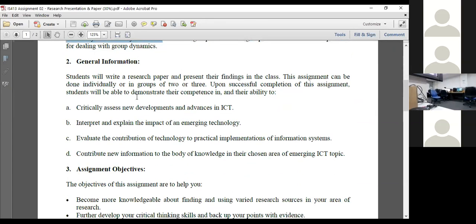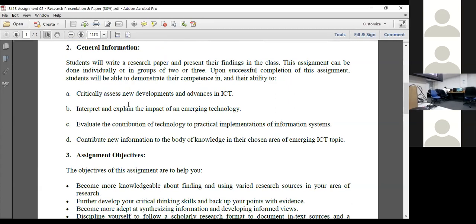So what we are looking at is these research papers that you are going to write will be based on the topics that we are going to cover in the course. Some of the topics are going to happen in the later part of the semester. So do not wait until then. Get started, do your research, collect papers, read, and start working on it.